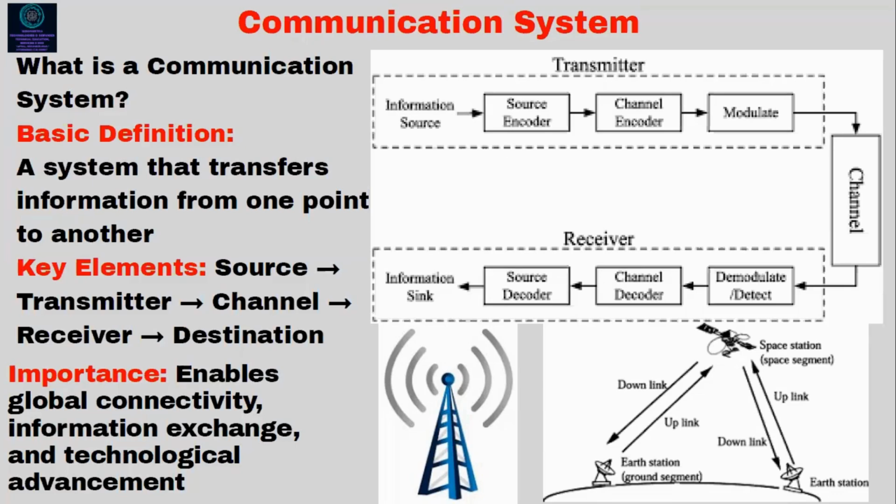What are the key elements? Whatever is to be transferred, that is the source. Source can be sound, video, data. It has to be transmitted. It is converted to channels, that is the frequency band and everything. Then it is received, and finally the input source which has been sent has to be taken out from the destination part. These are the key elements of communication.